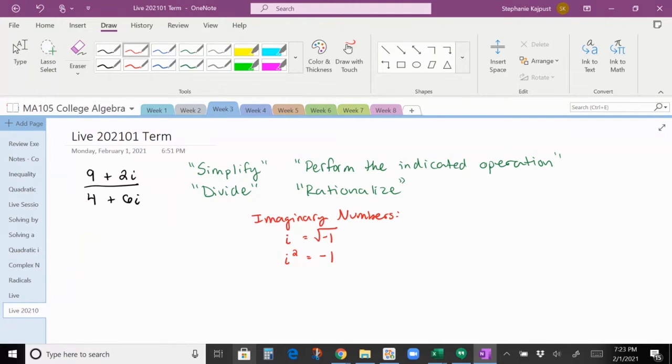What we do instead is we multiply by the conjugate, which is basically you multiply by the denominator, but you switch the sign in front of the i. So instead of a plus 6i, you multiply it by minus 6i. And whatever we do in the denominator, we have to also do in the numerator. So we're going to multiply the top and the bottom by that 4 minus 6i.